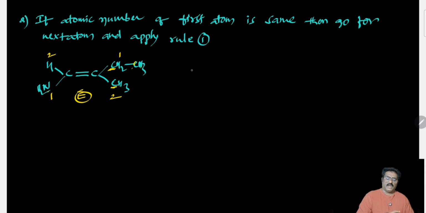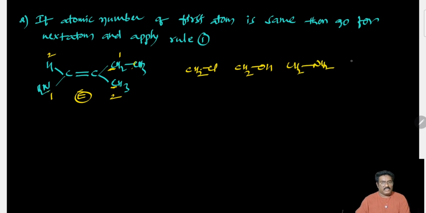Yes, like this. For example, CH2Cl, CH2OH, and CH2NH2, okay, and CH2CH3 and CH3. So which has the most priority? Chlorine, here oxygen, here nitrogen, and carbon with carbon C, and hydrogen. Which is most priority? The most priority is the CH2Cl.